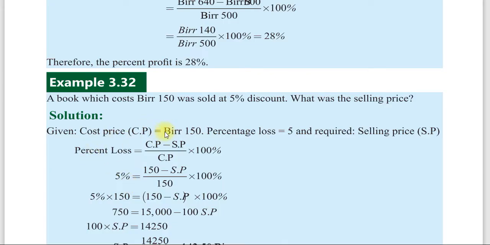Given cost price CP equal to 150 and percentage loss equal to 5%. And required is the selling price.